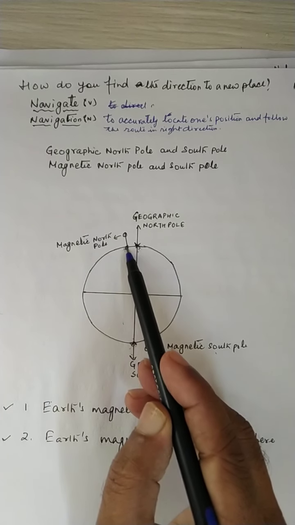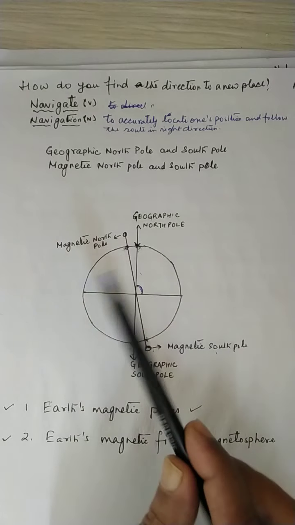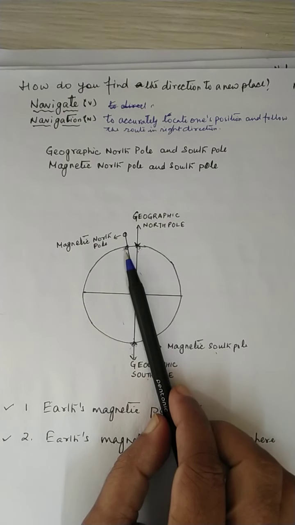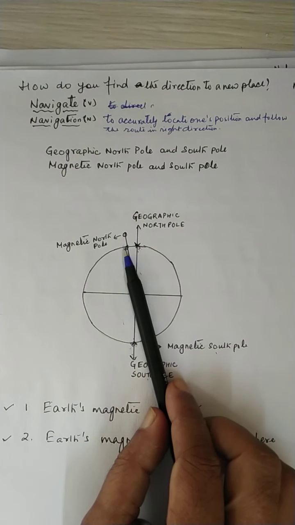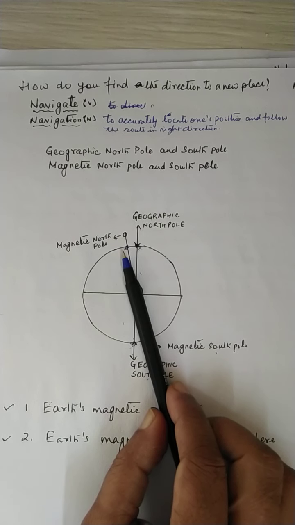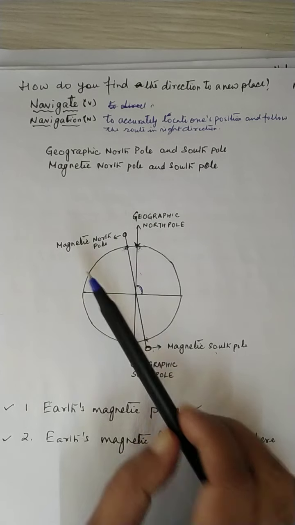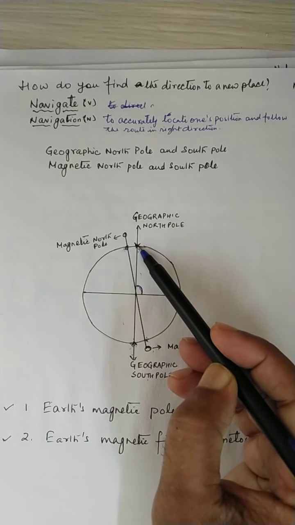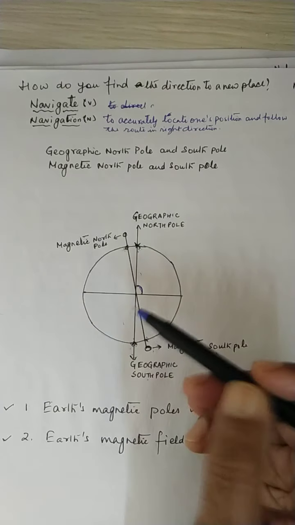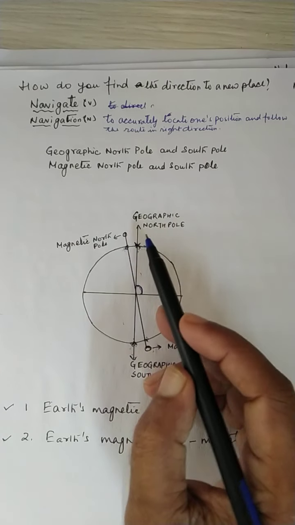So that is called the magnetic north pole. Here is the magnetic north pole. The needle always points towards the north, and this is called the magnetic north pole. But there is another north, that is geographic north. This is geographic north, also called true north, and it is used to draw maps. It is always at a right angle, 90-degree north latitude.